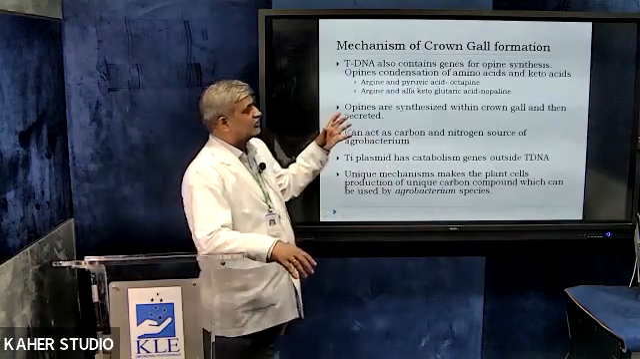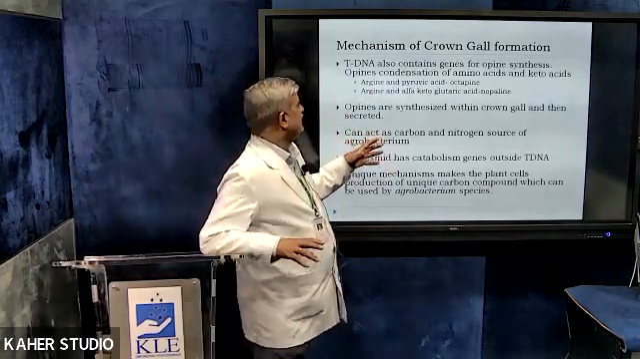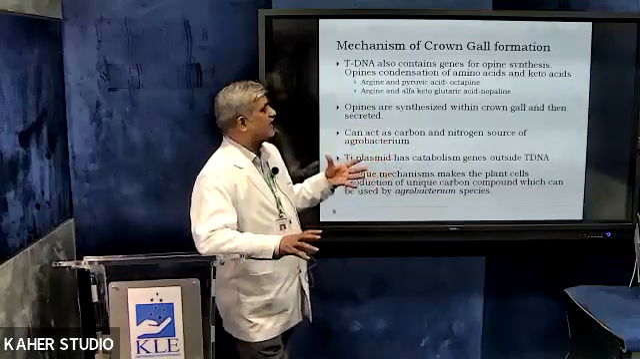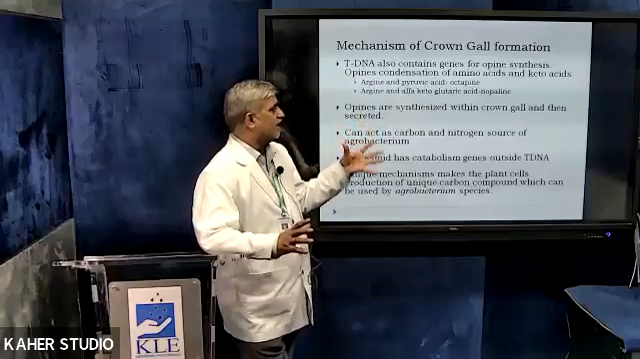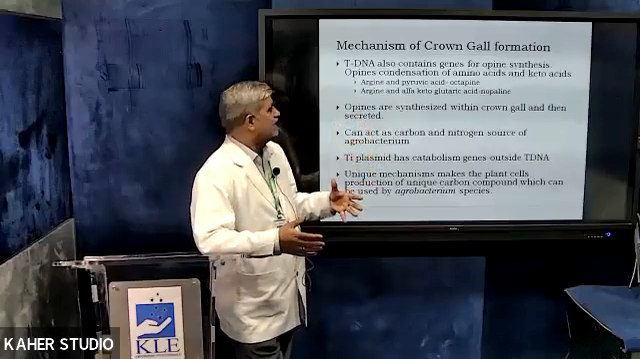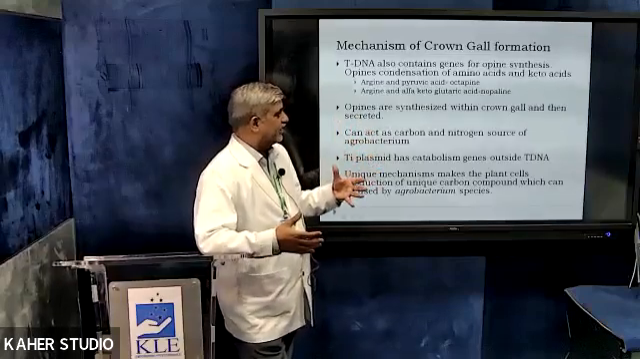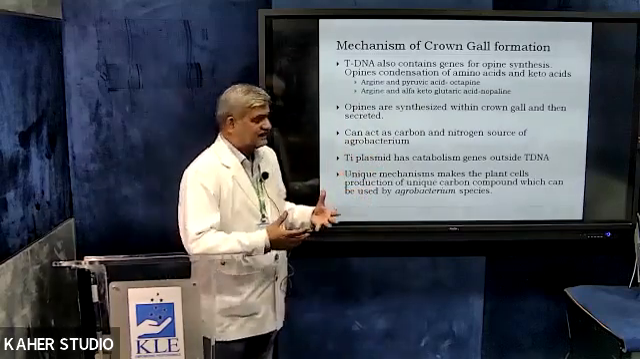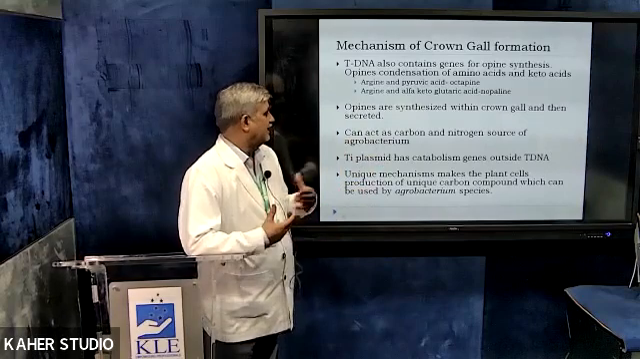The tDNA also contains the genes for opine synthesis. Opines are the condensation products of amino acids and keto acids. So we have arginine and pyruvic acid, which gives octopine, and arginine and alpha ketoglutaric acid, which we call nopaline. Opines are synthesized within the crown gall and then secreted.